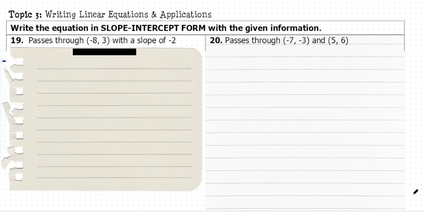So topic 3, we're going to be writing linear equations and looking at applications. When we're trying to write the equation in slope-intercept form, we need to use our slope and use point-slope form to help us get there.